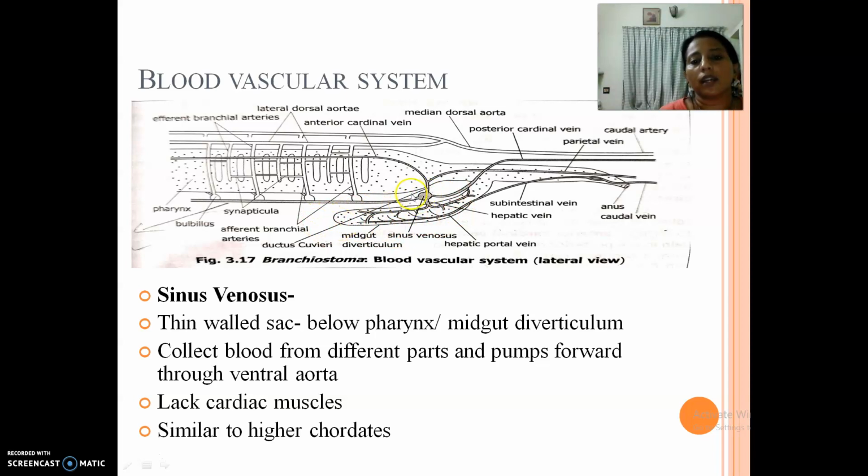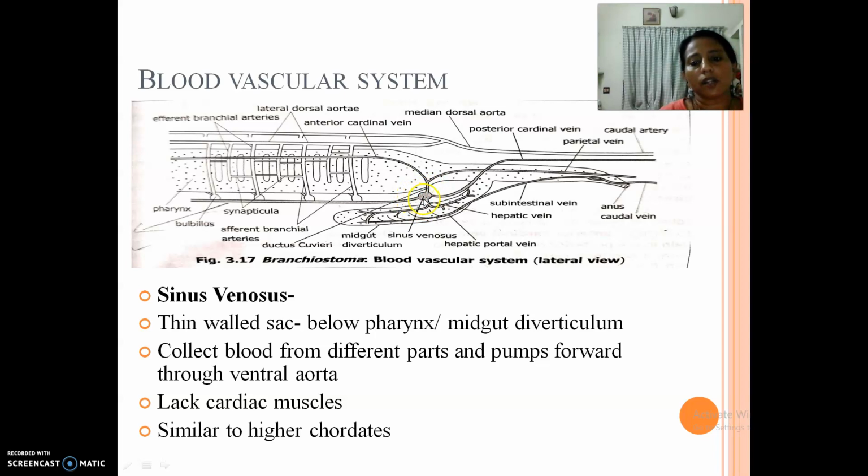Okay, so here it is a thin-walled sac which is seen below the pharynx. So this is the pharynx, and below the pharynx what we can see here is a thin-walled sac which is called a sinus venosus, just above the midgut diverticulum. So this is a structure called sinus venosus.